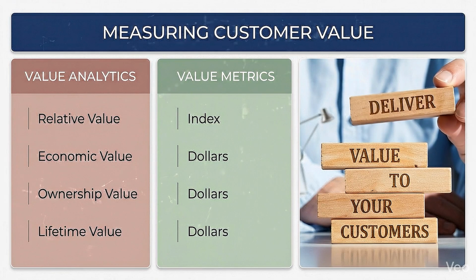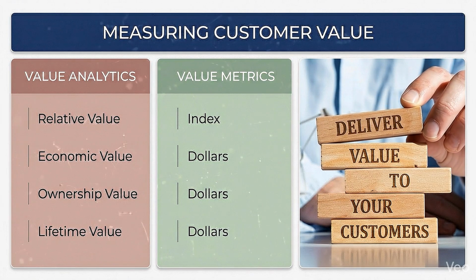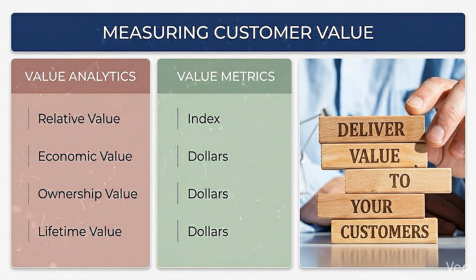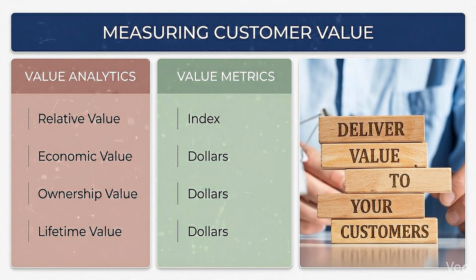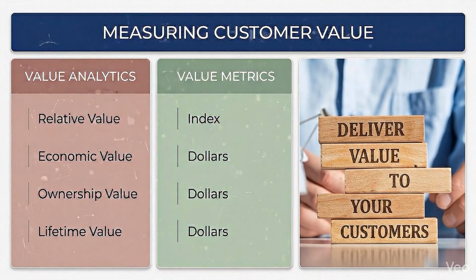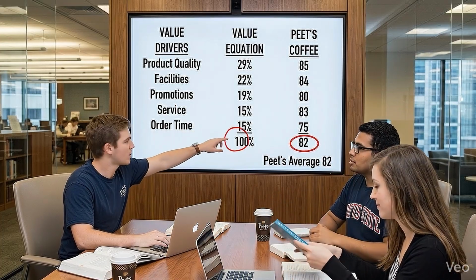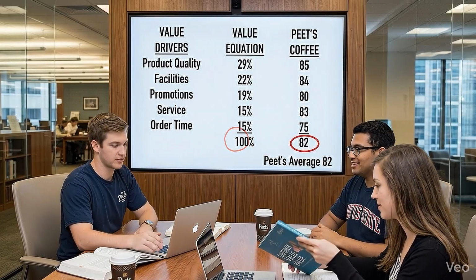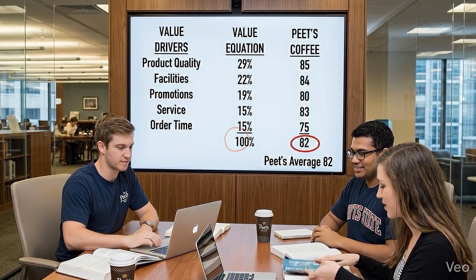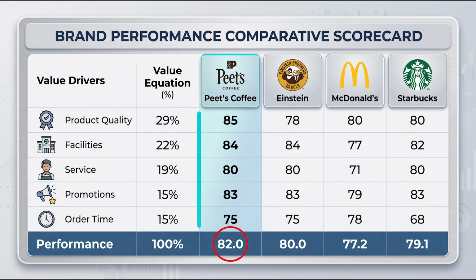Chapter 2 examines the qualitative tools used to identify value drivers, while Chapter 3 is focused on tools to measure and deliver customer value. Let's start with relative value and how Pete's Coffee Shop used value drivers and a value equation to estimate Pete's performance of 82. The same value drivers and value equation are used to estimate the performance of Pete's competitors.